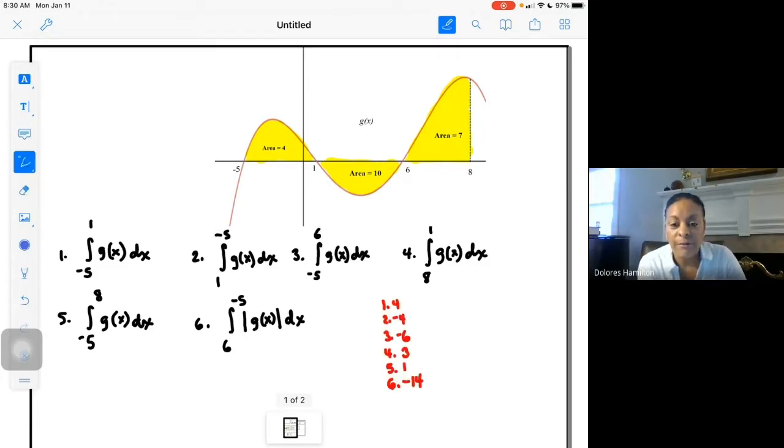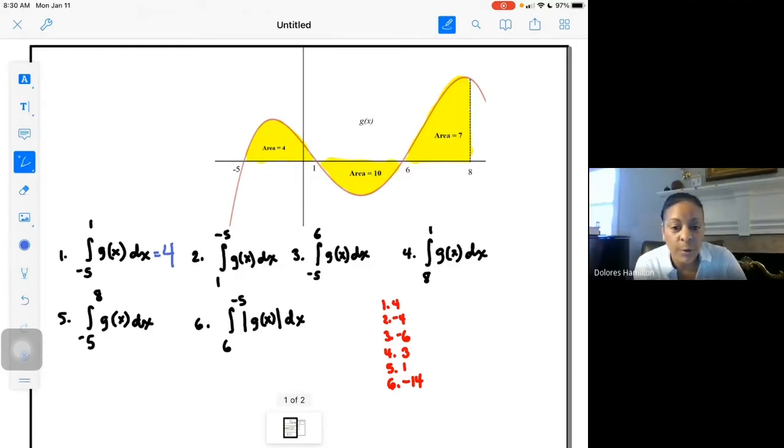So here are the values for numbers 1 through 6, and I'm going to walk through them fairly quickly. Looking at 1, these are all for g, it's the definite integral for g from -5 to 1. That's the area under the curve, and it's clearly marked that it's 4. It's above the x-axis, so I know this is 4.